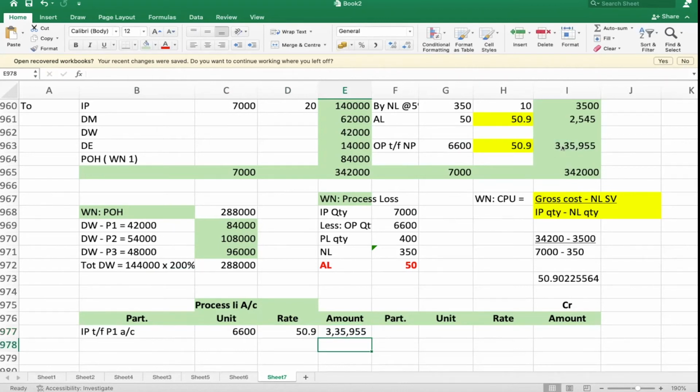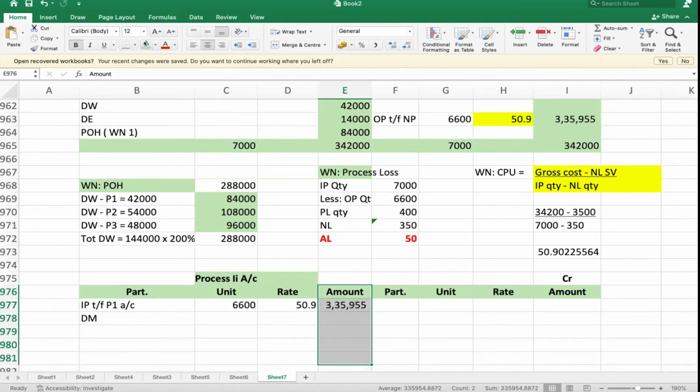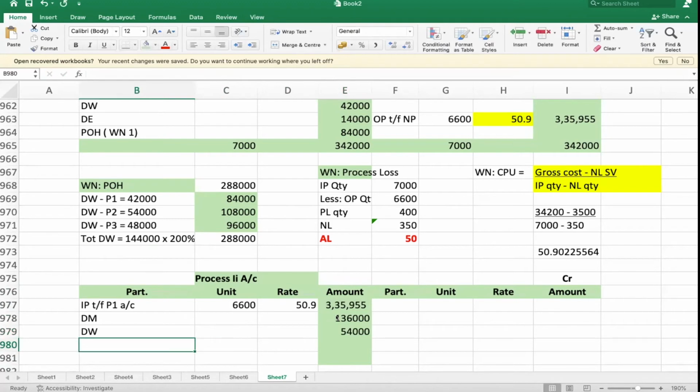Then kindly refer to the question. In process 2, what are all the expenditures? Direct material is there. How much is the material? Other materials is 1,36,000. Then direct wages. How much are the direct wages? 54,000. Yes. Direct expenses: 16,000. You should not forget them.